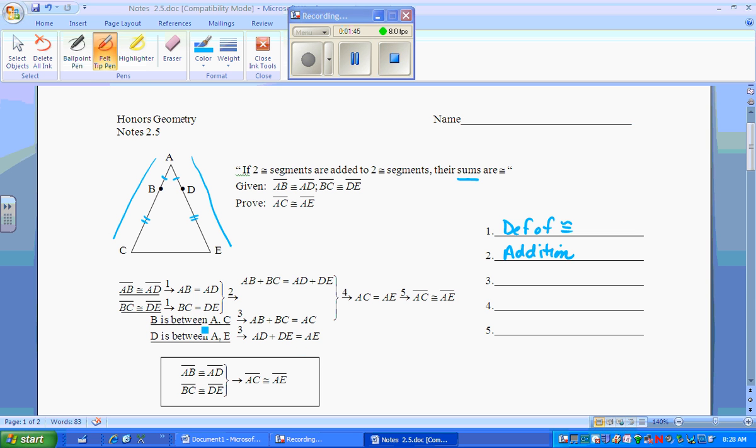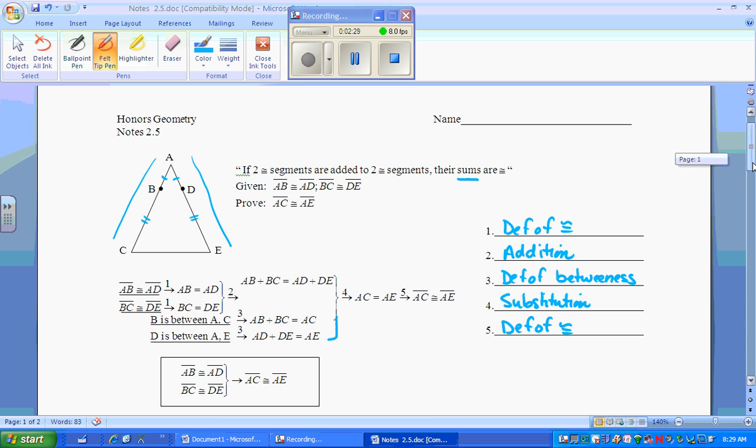Three says, you see the word between, and then we're going into these statements. So it's the definition of betweenness. Four brackets all three of these together, and basically because this is here, we could say these two are equal by using substitution. And finally, back from equals to congruent, we have the definition of congruent. This is the long way to show that when two things are added together, their sums are congruent.